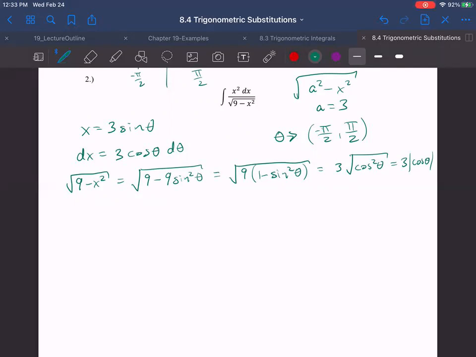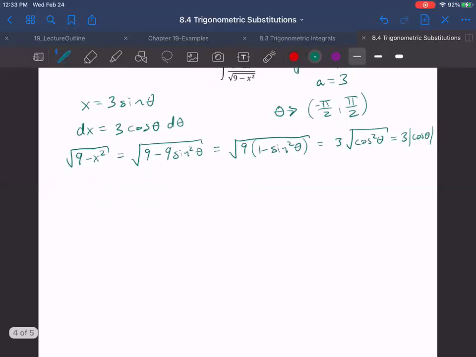Okay, so now we come in here and do our substitutions. We have integral, what did we have? X squared dx over square root of 9 minus x squared. Okay, so x is 3 sine theta. So this is 9 sine squared theta.